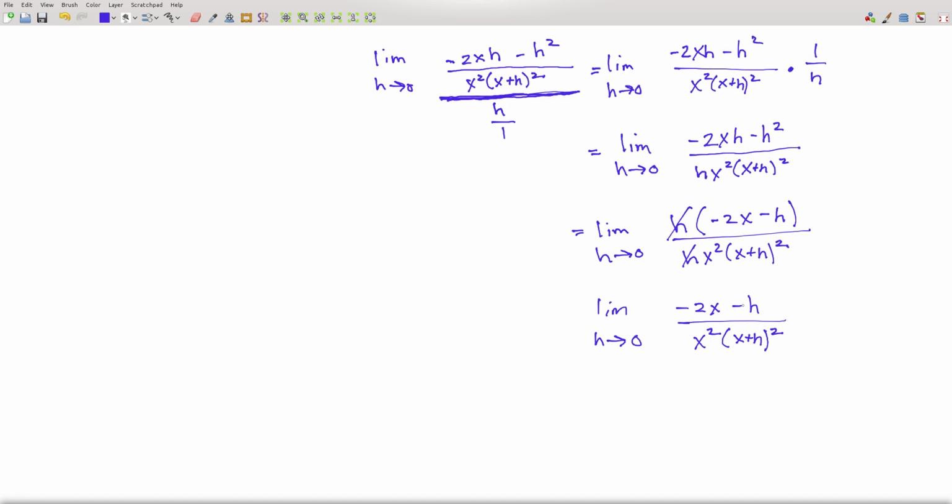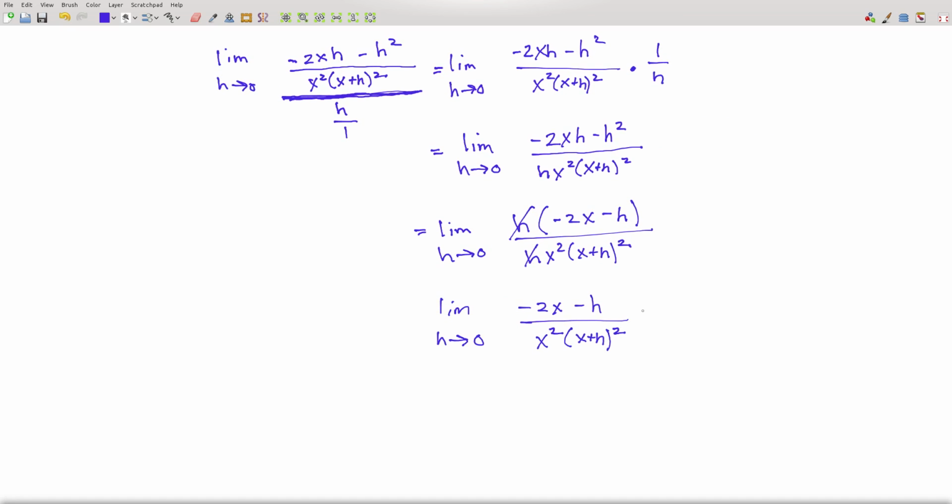Let's go ahead and do that. So this equals, doing the substitution, negative 2x minus 0 here, right? Because I'm just going to replace the h with 0. Down here we have x squared times the quantity x plus 0 for that h right there. Now let's simplify this. Negative 2x minus 0 is just negative 2x. Down below, this is x squared times the quantity, well, x plus 0 is just x, and then it's squared, so this is x squared, right?